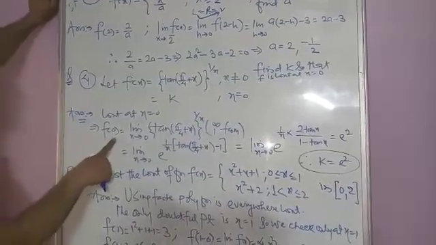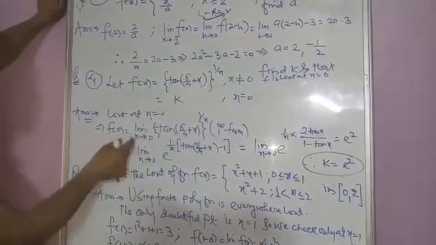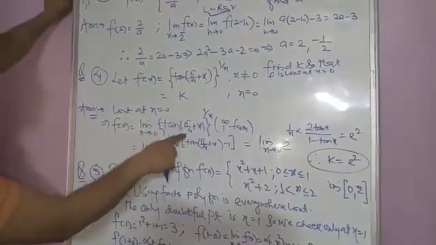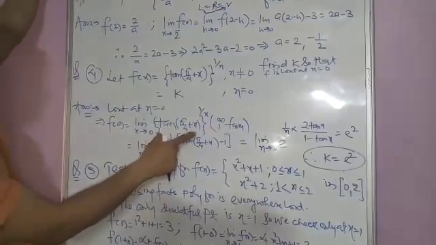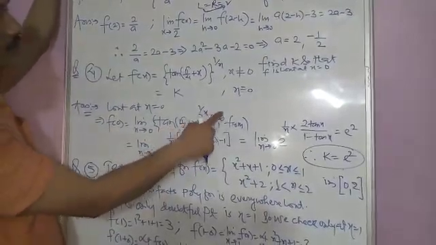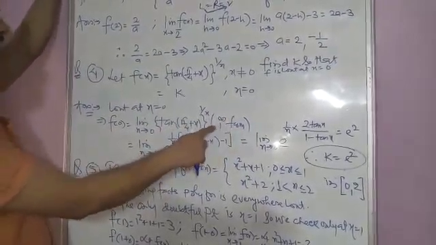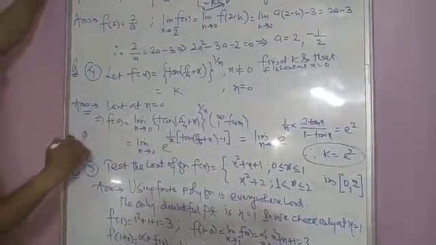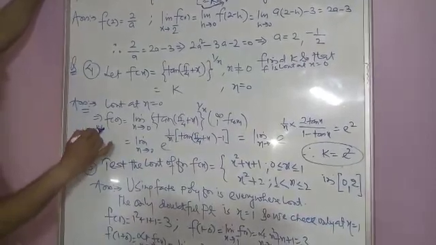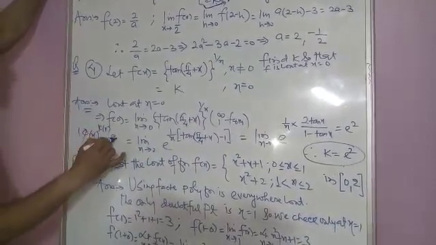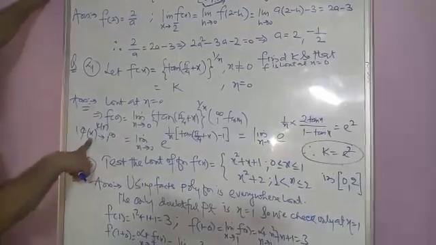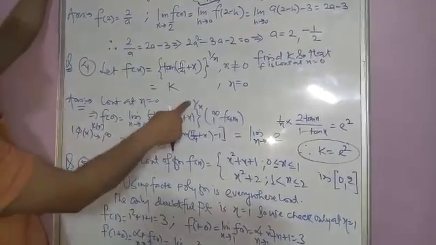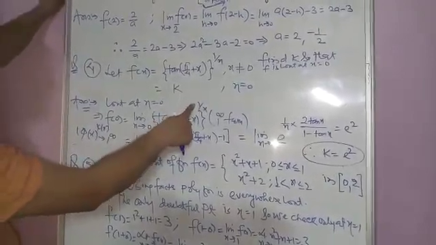So f of 0, the functional value, equals the limiting value. Limit x tends to 0 of tan of pi by 4 plus x, to the power 1 by x. Here the indeterminacy is of the form 1 to the power infinity. We know phi x to the power psi x tends to 1 to the power infinity, where base tends to 1 and power tends to infinity. We have already studied such a limit.